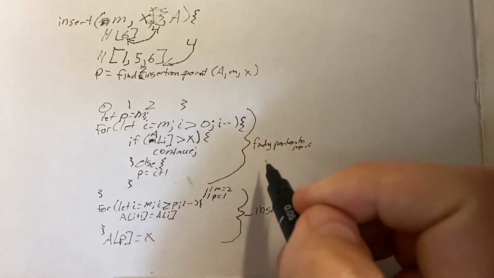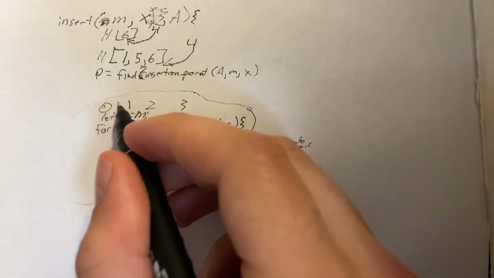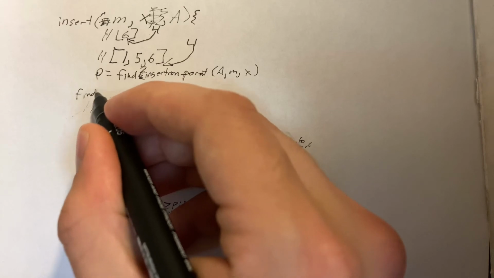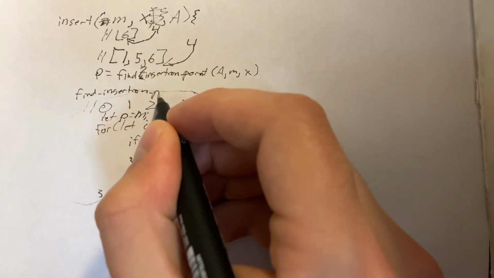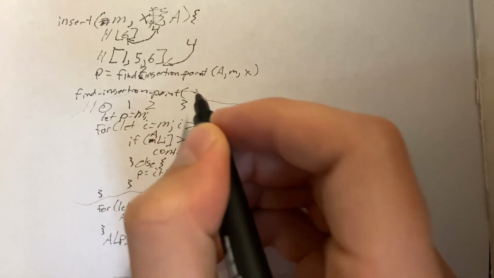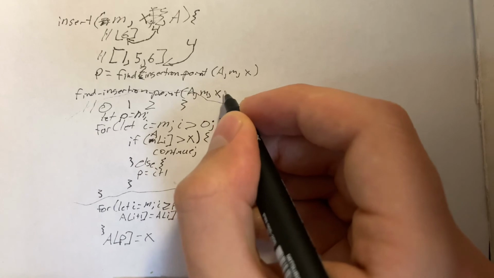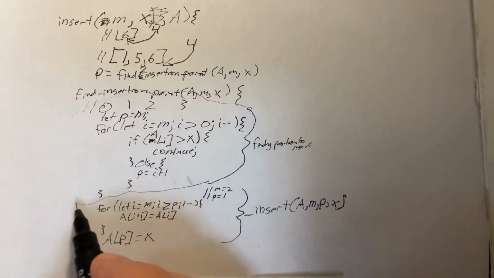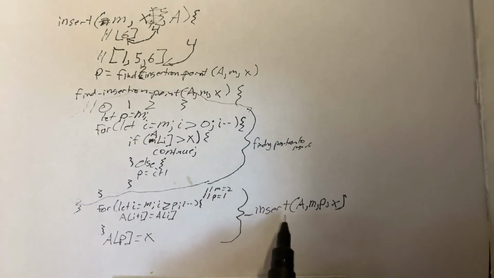And we're going to label all of this right here. Find this as a function. This is just sort of a comment. We're going to name this function find insertion point. And this right here, we already kind of labeled as that.